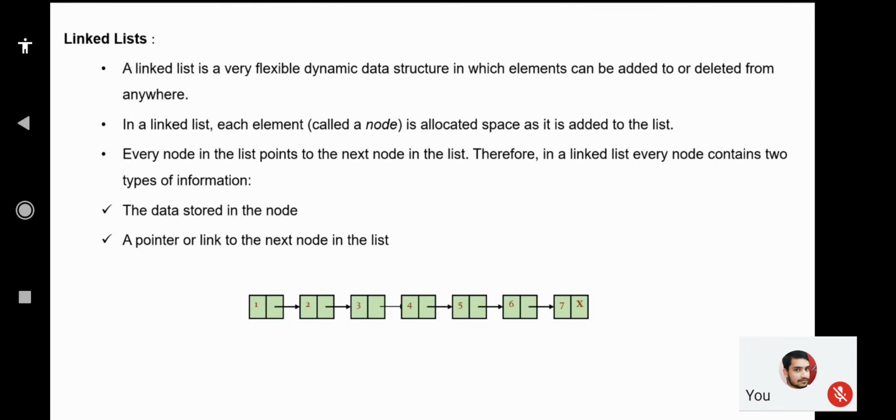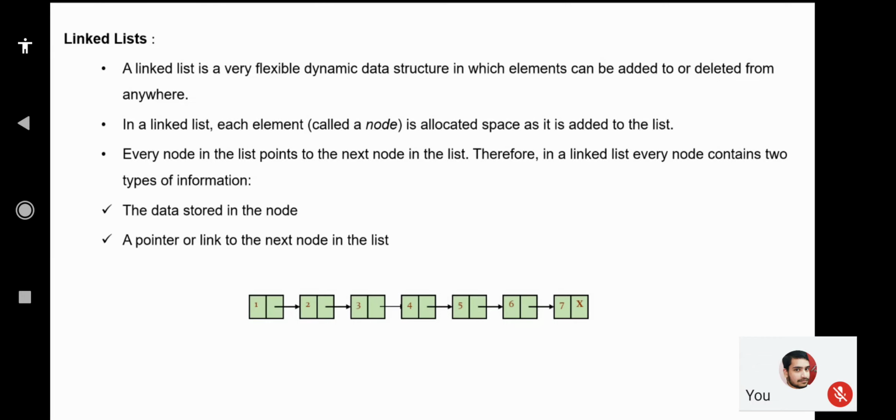Now, in case of a linked list, the elements are not stored in contiguous memory location. Again, I am repeating that. Suppose here, if this is 1000, the address of 2 is say 8000. Suppose the address of 3 is 9000 and so on.